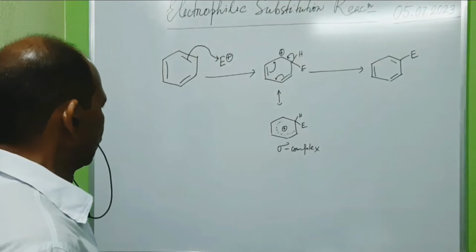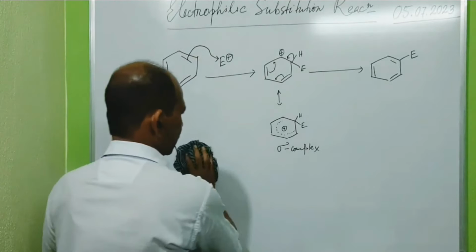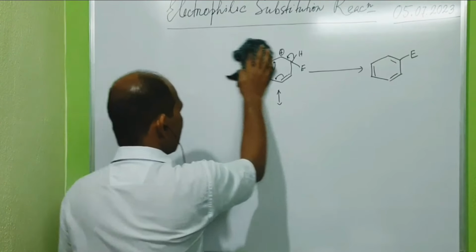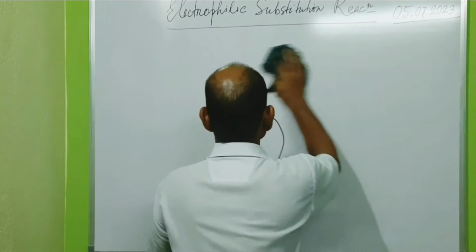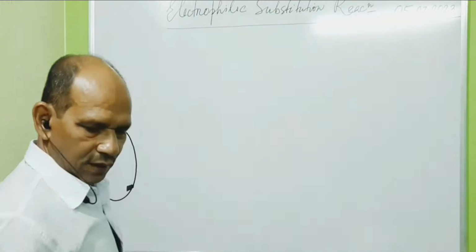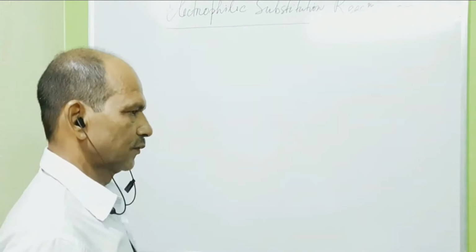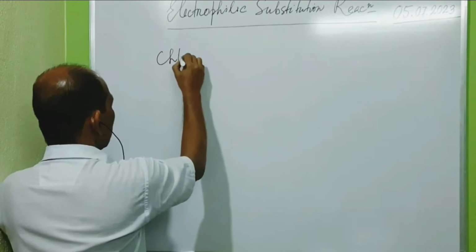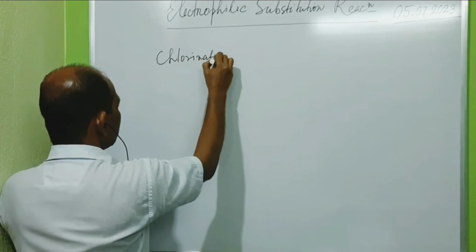So I am taking now other examples, actual examples. That means the reaction of benzene with electrophiles. First of all, we will explain the mechanism of the reaction of benzene, how it happens.